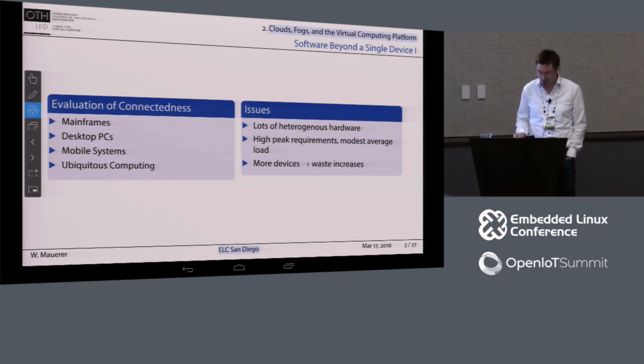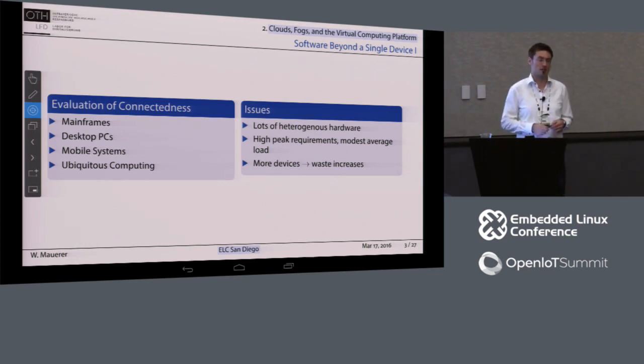The issue, of course, is that we are going to have very heterogeneous hardware. It's completely unclear which future systems will make up the Internet of Things, and manufacturers are currently fighting quite some battles over that, so it's expected that we will end up with lots of variability.